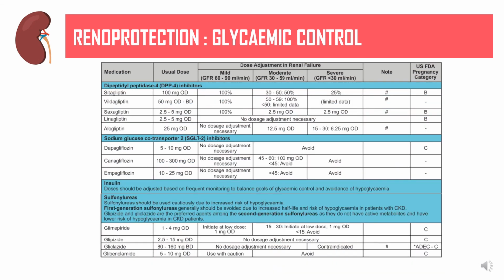Even though the sodium glucose cotransporter 2 or SGLT2 inhibitor has a renal protective effect, it doesn't mean that this drug can treat the kidney function. This SGLT2 inhibitor should be avoided if the kidney function is less than 30 ml per minute. And we need to adjust the dose when the eGFR value is within the range of 30 to 59 ml per minute.